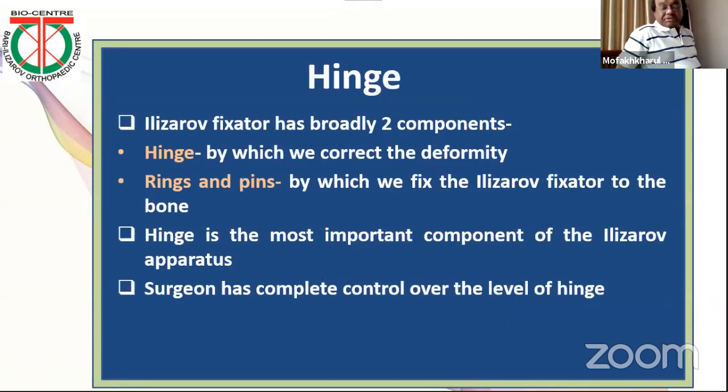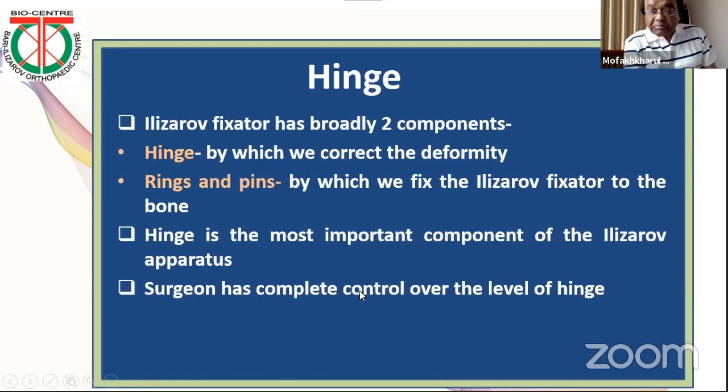Now, the Ilizarov fixator has broadly two components. Number one, hinge, and number two, rings and pins. The hinge is what you correct any kind of deformity with. Professor Ilizarov and Professor Shtsyvov always told us, you give me the hinge, I will correct all kinds of deformity. With rings and pins, we can fix the Ilizarov fixator. The hinge is the most important component of the Ilizarov apparatus.